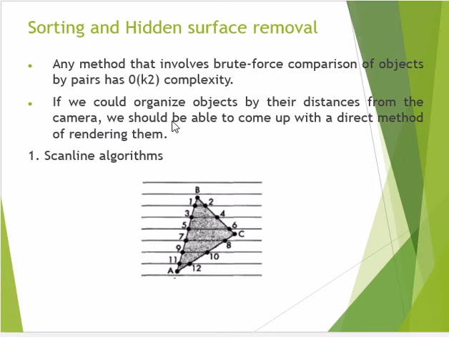Then the next method is sorting and hidden surface removal. Any method that involves brute force comparison of objects by pairs will give us the complexity O of k squared. If we could organize the objects by their distances from the camera, we should be able to come up with a direct method of rendering them.